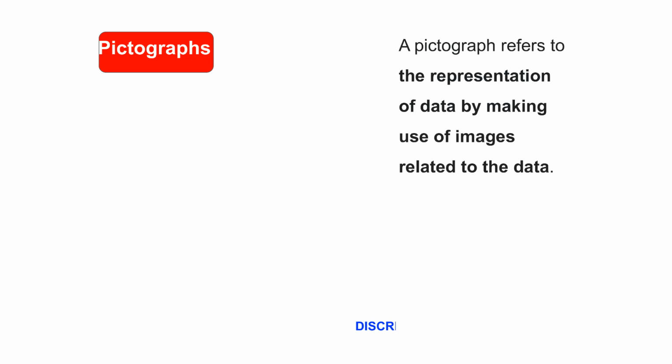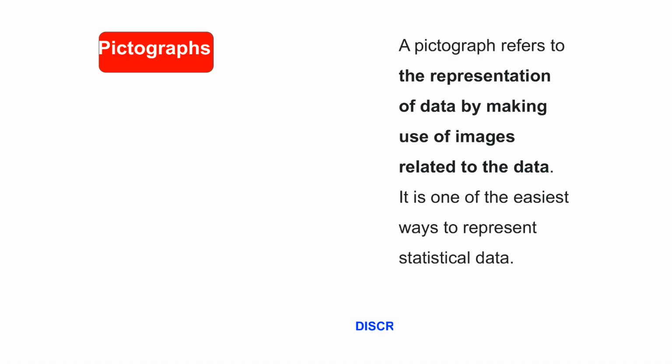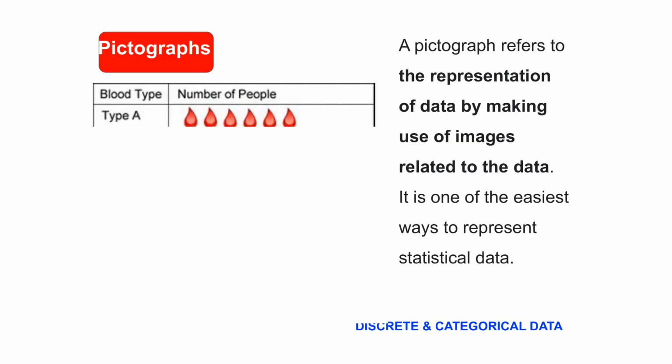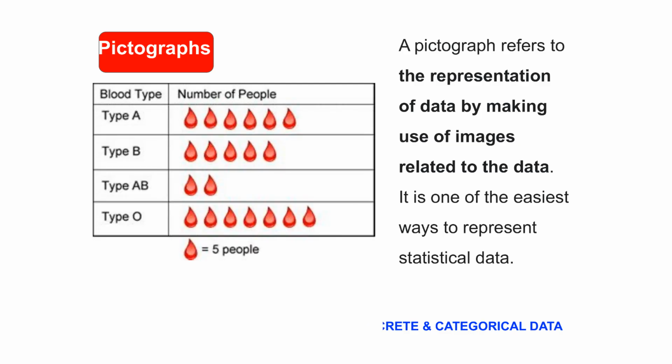A pictograph refers to the representation of data by making use of images related to the data. It's one of the easiest ways to represent statistical data. You might have used this approach if you did an information graphic when you were in grade 8. That's a common assignment. So an example of a pictograph would be this, where you've got the various blood types down the side, and you're using symbols here rather than a traditional bar chart. And it's important to note that down here there's a legend which tells you that each blood drop represents 5 people.